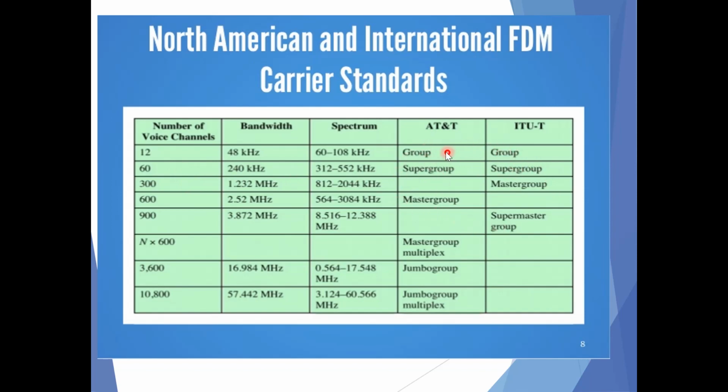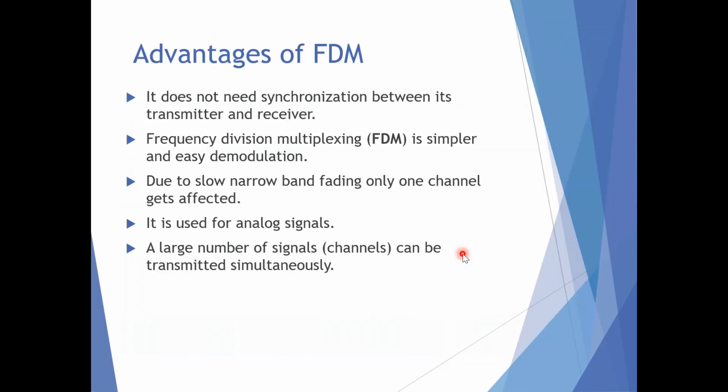The group names are given: group, basic group, super group, master group, like that, and jumbo groups. Now, the advantages of FDM. It does not need any synchronization between the transmitter and receiver. This is simpler and easy demodulation.